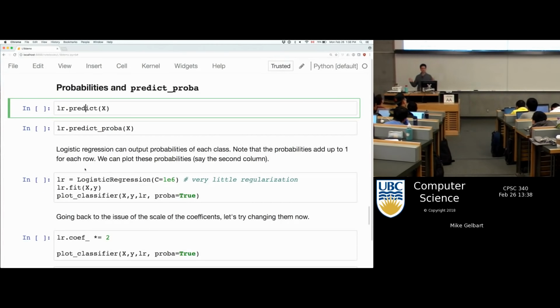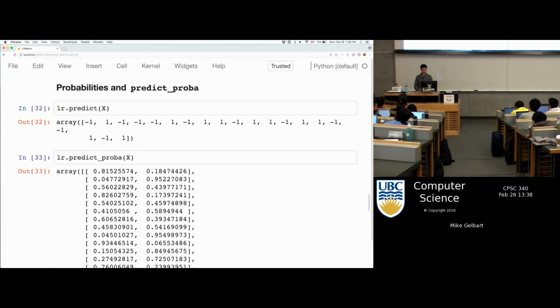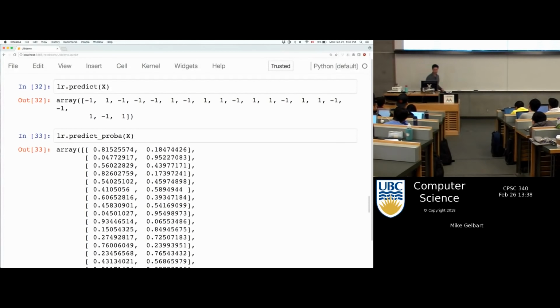So my plot classifier function was calling predict. Let me just call predict so you can look at it. It's what you would expect, a bunch of minus ones and plus ones. That's what it's supposed to do. But there's also the ability to predict probabilities. This happens to be called predict proba in scikit-learn, but it doesn't matter what it's called. What this is returning is probabilities for the two classes, and you'll notice they add up to 1, which makes sense. It's either this or that. So you might think it's a bit redundant that it returns both. Fine, we can get over that.